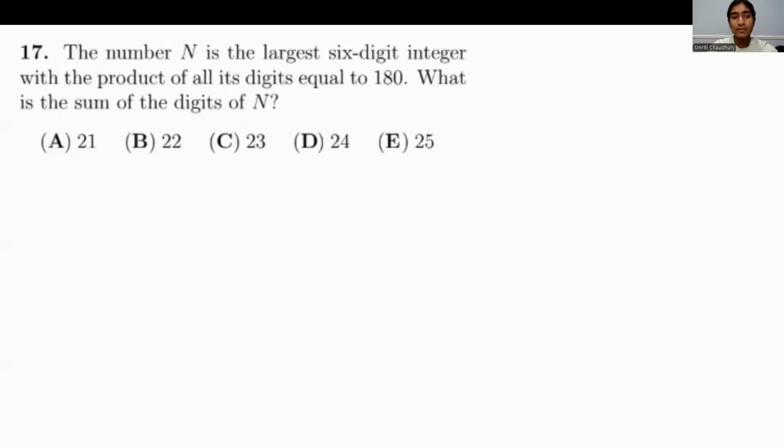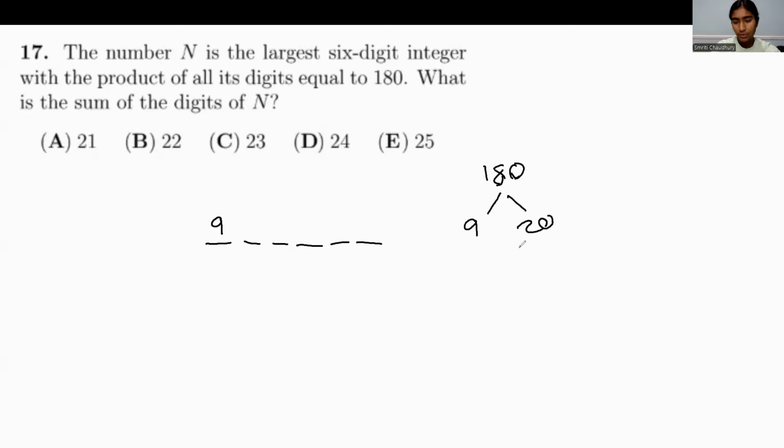Number 17. The number n is the largest 6-digit integer with the product of all its digits equal to 180. What is the sum of the digits of n? So we know that n is 6 digits, and we know that the product of its digits is 180. So let's look at 180. If we were to break it down, the highest single digit that we could get from it is a 9. So we'll put that in our highest place value.